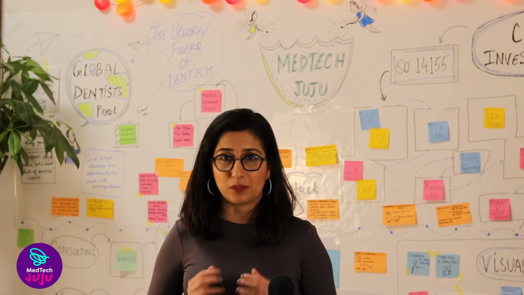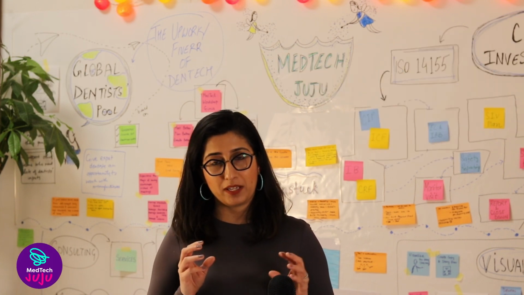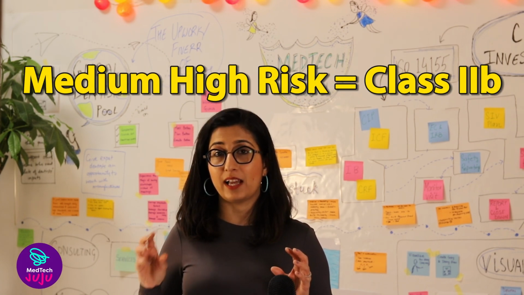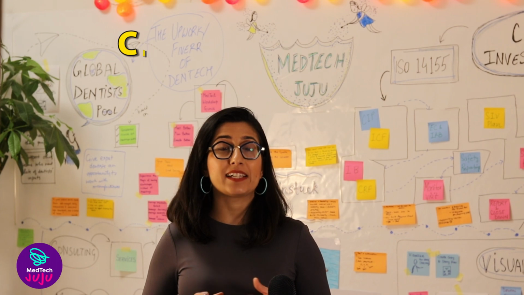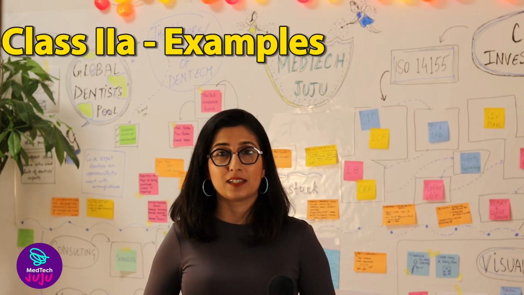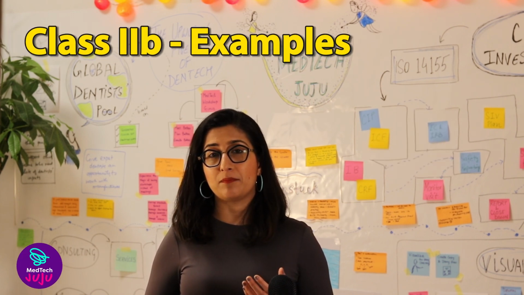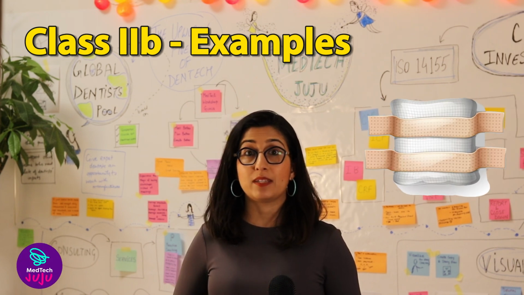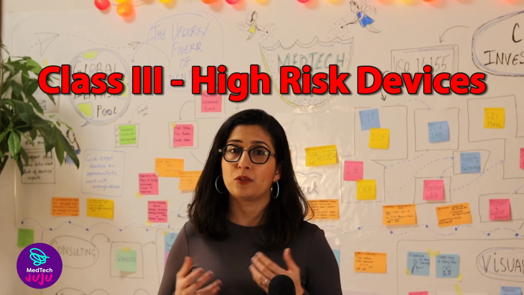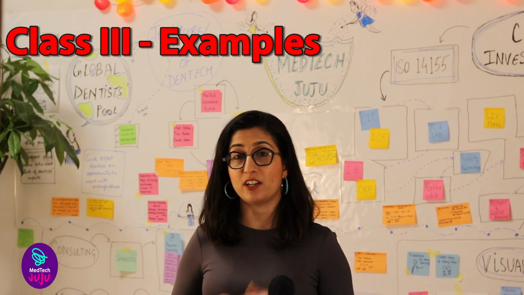Class 2 is medium risk. Now, in Europe, for example, you might have low medium risk, that's class 2A, or you might have medium high risk, that's class 2B. Class 2A examples could be sutures, dental fillings, or disposable contact lenses. Class 2B examples could be wound dressings, dental implants, incubators. Class 3 would include high-risk devices. So that could be catheters, stents, cardiovascular devices.